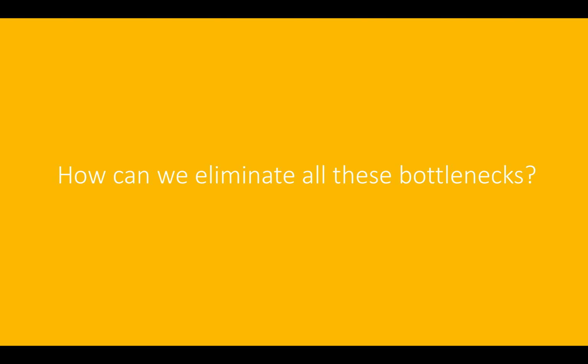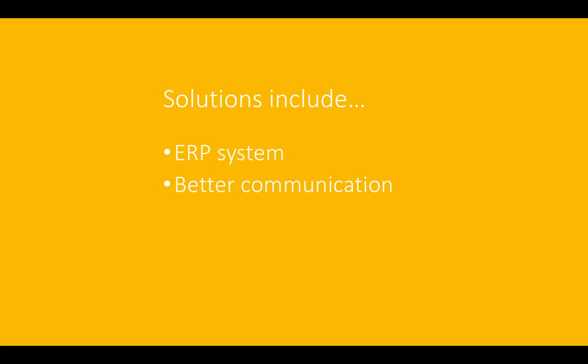So, how can we eliminate all these bottlenecks? So, solutions include an ERP system, better communication, and having target dates, and then more than one plan. So, you need all of these. You can't just have one. An ERP system will keep track of everything, everyone. So, it can force people to enter descriptions. It can force them to say who it's for and a description of why it's needed. You can make them have to enter so many characters, other things like that.